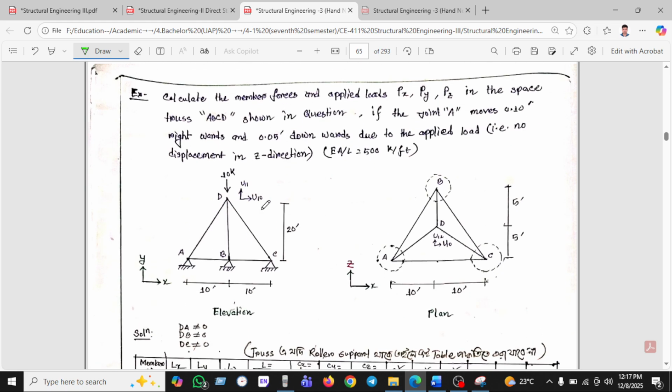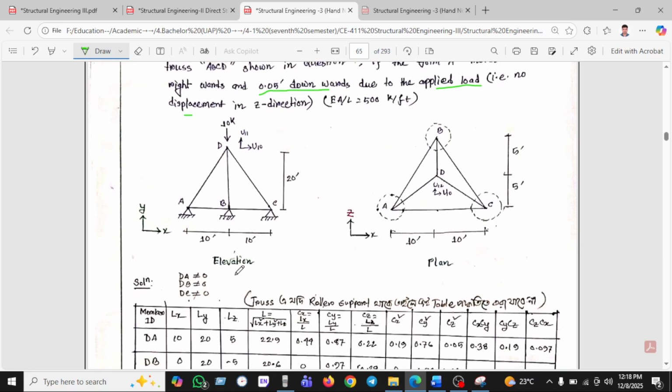So let's see another example. Calculate the member force and support loads; all the supports are given here. If the joint A, this is the joint A, moves 0.1 rightward and 0.5 downward due to the applied load, there is no displacement in the z direction.